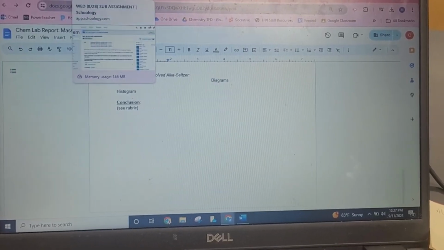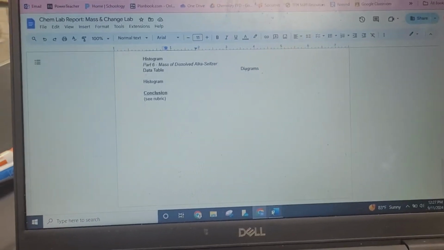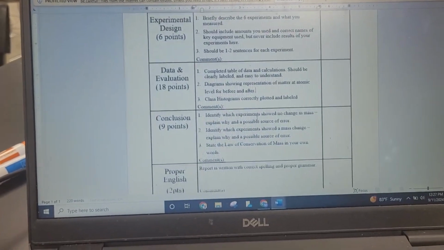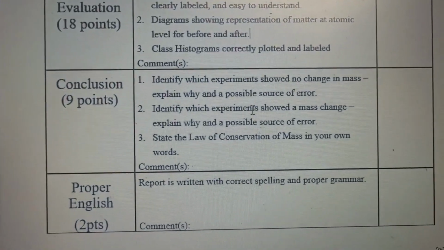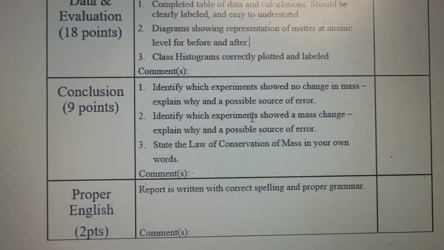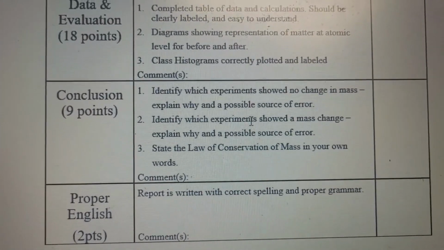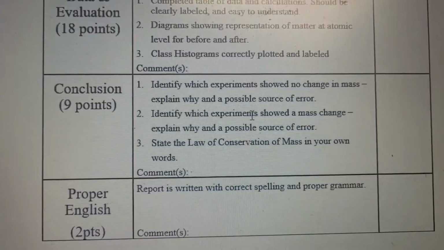The best information on the conclusion is again back at our rubric. So let's go back to our rubric. At our conclusion, this is what we're doing for this conclusion. First, we need to identify which experiments showed no change in mass, explain why there was no change in mass, and a possible source of error.